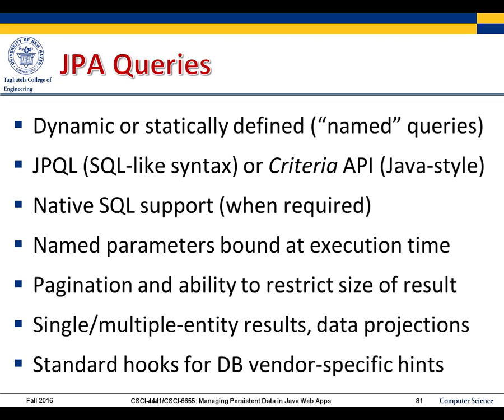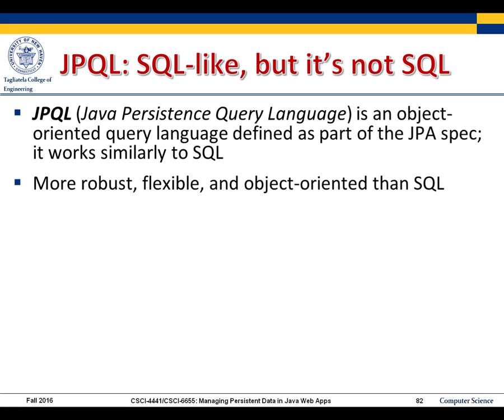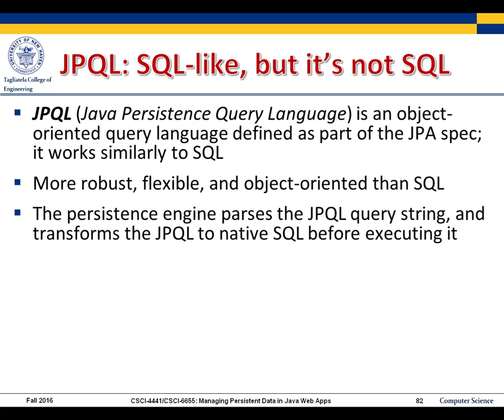And then if you really need to get into the specifics of the underlying database, there are ways of tweaking those special things that Oracle has versus MySQL versus DB2. So JPQL, it's SQL, but not. It's an object-oriented version of the kind of SQL language that you're used to. It's actually more robust and flexible than standard SQL, and of course it's object-oriented too. Basically, what happens is the persistence engine, the JPA part of the server, parses the query string and transforms it into native SQL, which is what you would expect, before executing it.